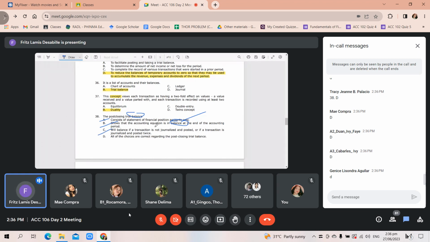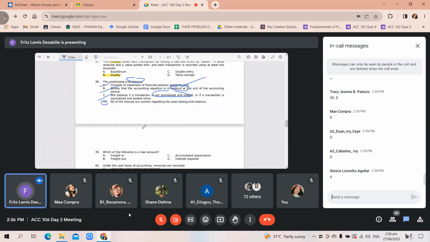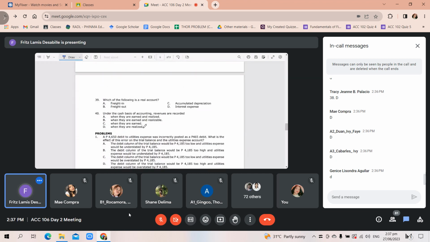Letter C, these are errors which cannot be detected by a trial balance. If you did not journalize a transaction, your TB is still balanced. If you doubled your entry for a transaction, your TB is still balanced. So it is still correct, it cannot be detected. So it will still be balanced. Therefore, letter D is correct. Now, all of the choices are correct regarding the post-closing TB. Okay. So let's finish this and let's have a 10-minute break. Or a 10 to 15 minutes break.